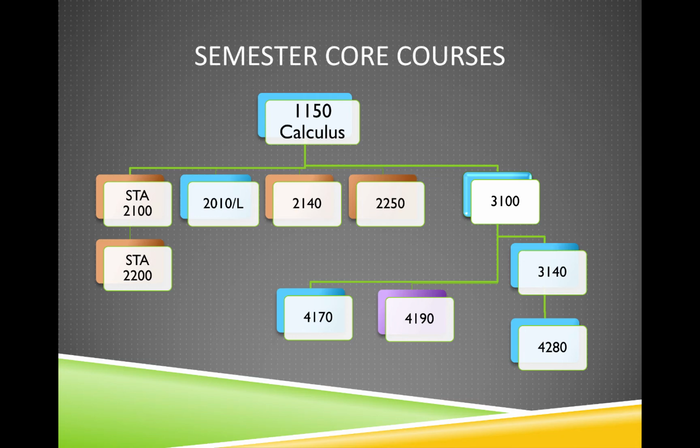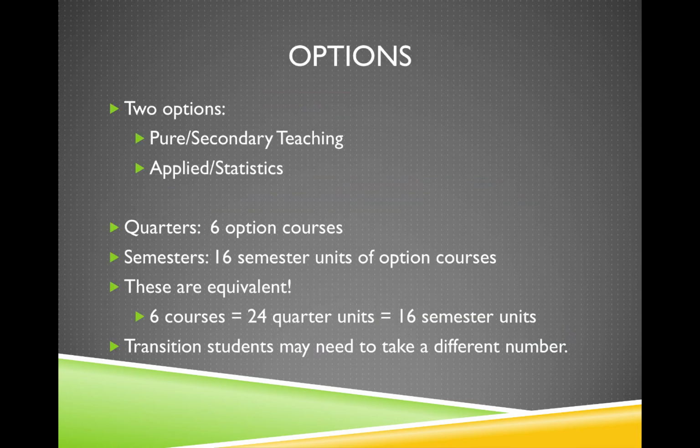Now, in addition to taking all of these core courses, every student is in either the pure/secondary teacher prep option, or they are in the applied mathematics/statistics option. Under quarters, whichever option you're in, you are required to take 6 option courses. Under semesters, the new rule is going to be 16 semester units of option courses. So instead of stating how many courses, we're saying how many units.